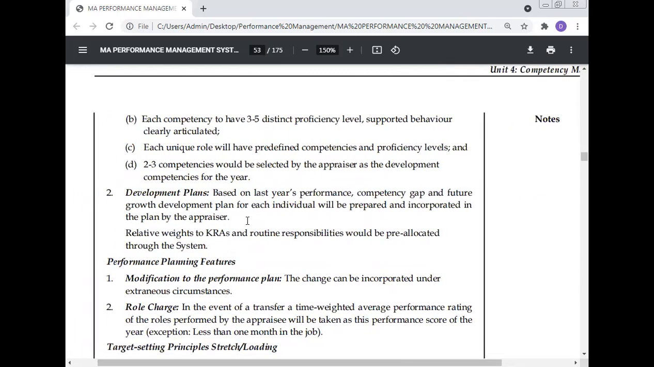Development plans. Based on last year's performance, competency gap and future growth, a development plan for each individual will be prepared and incorporated in the plan by the appraiser. Relative weights to the KRA and the routine responsibility would be pre-allocated through the system.